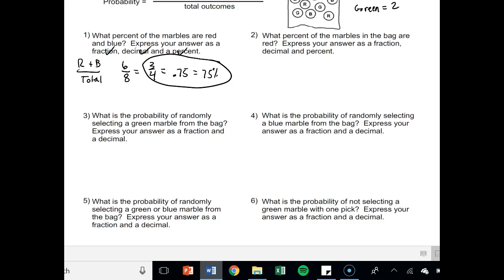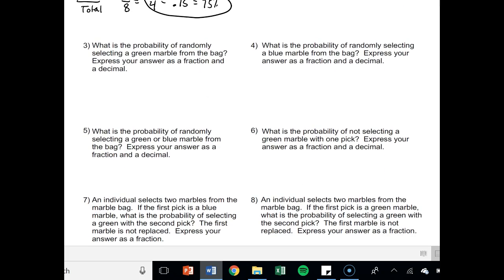Number 3, what is the probability of randomly selecting a green marble from the bag? If you recall that there are 2 greens, so you want green out of your total, which is going to give you 2 over 8. It says express your answer as a fraction and as a decimal. 2 over 8 is simplified to 1/4, and 1/4 as a decimal is 0.25.